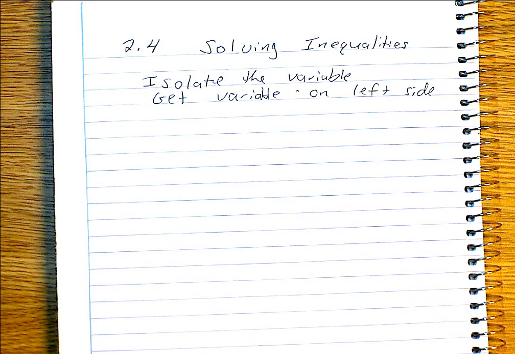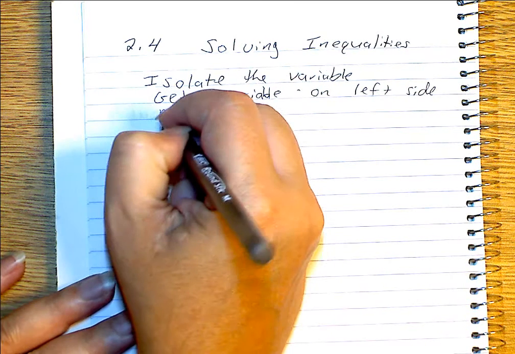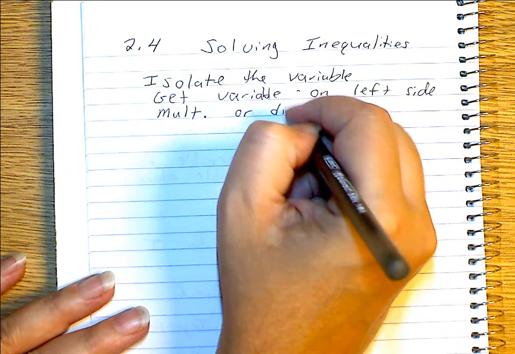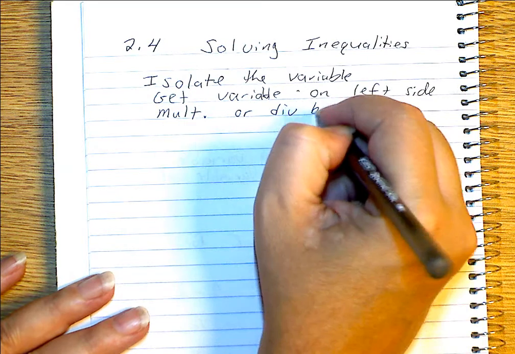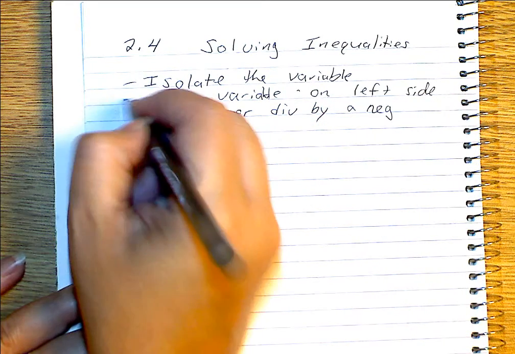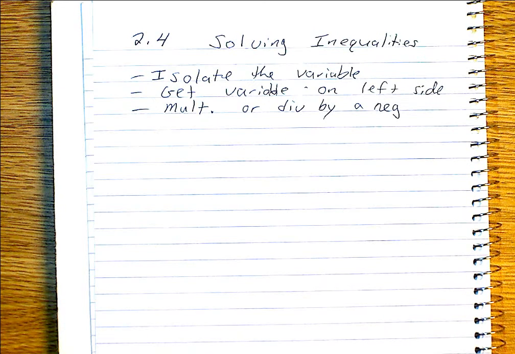So you want to make sure you're getting the variable on the left-hand side. And also, when you are solving it out, if you ever multiply or divide by a negative, does anybody know what happens? Yep. You flip the sign, that's right.